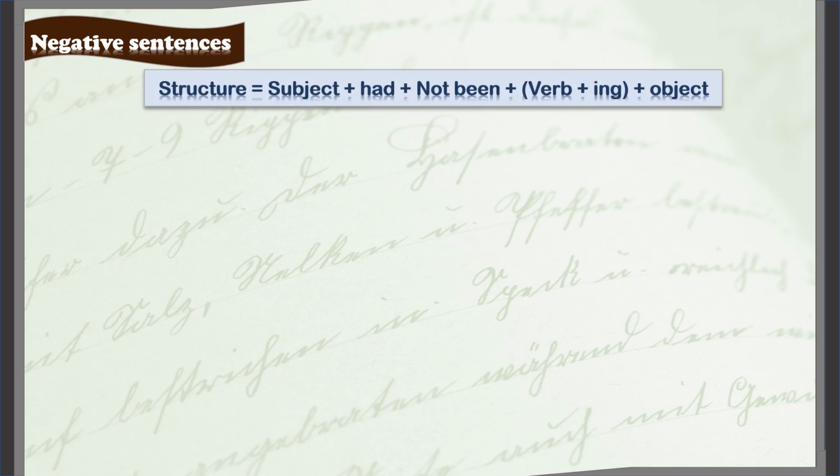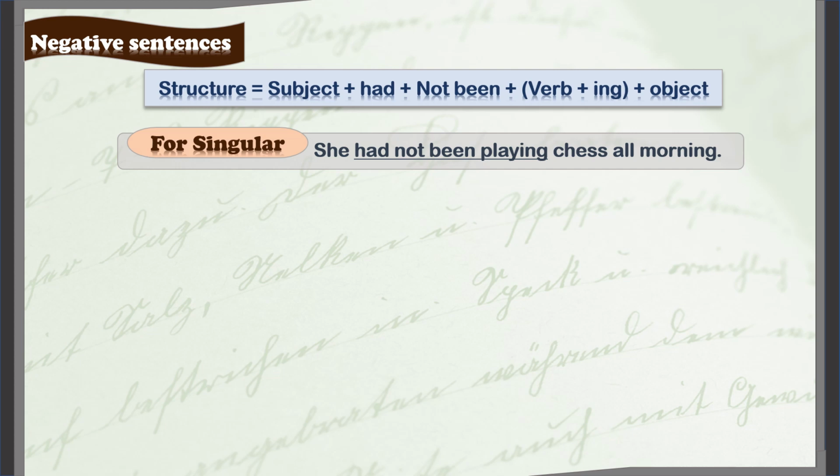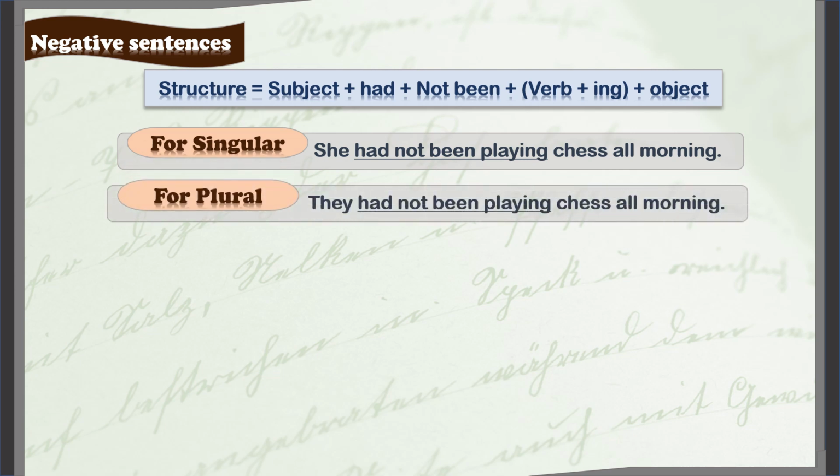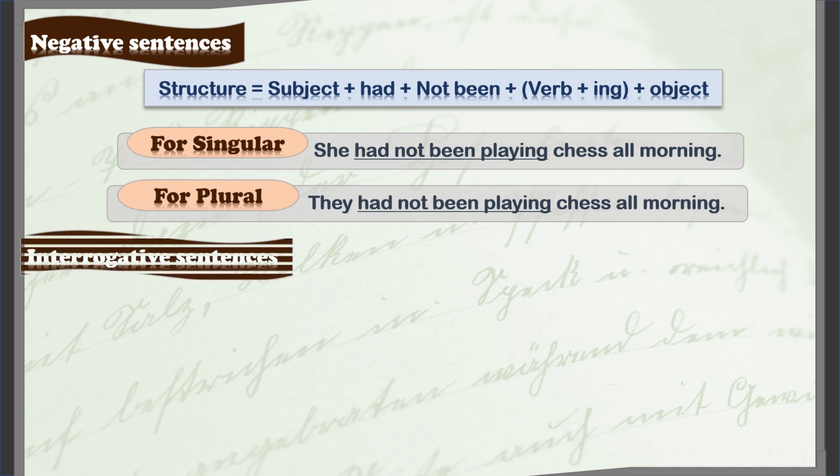For negative sentence, the structure is subject plus had not been plus verb with ing plus object. Example for singular, she had not been playing chess all morning. Example for plural, they had not been playing chess all morning.